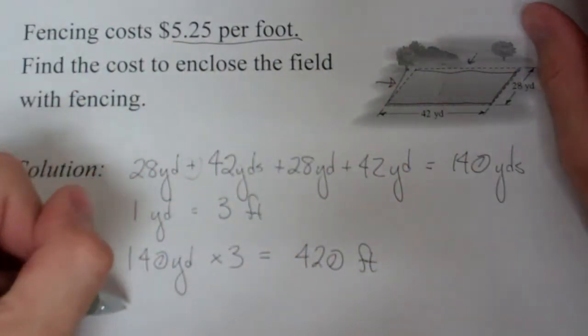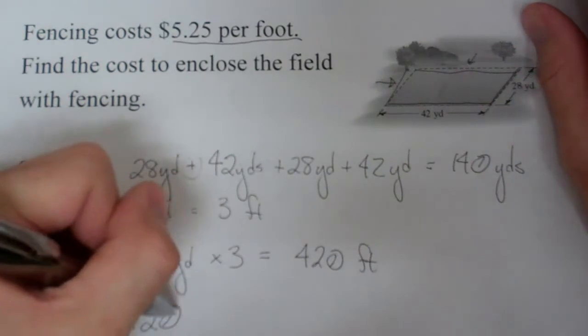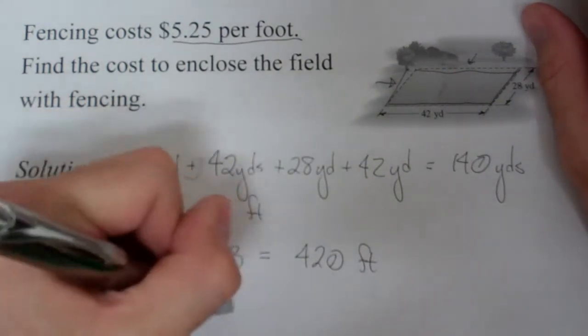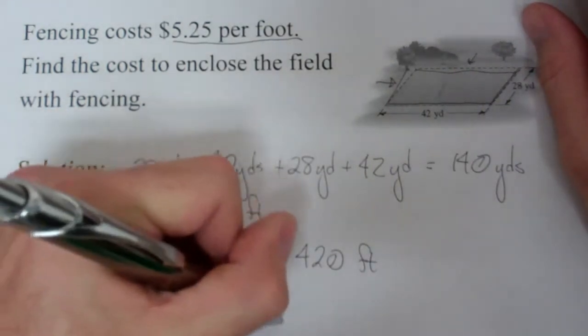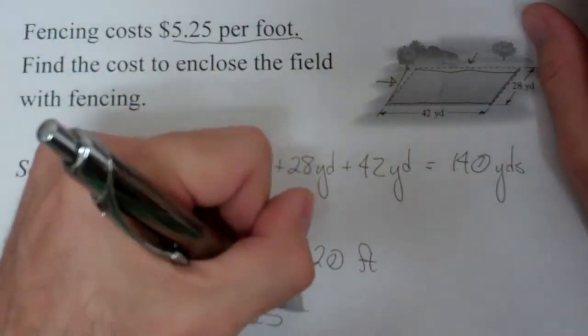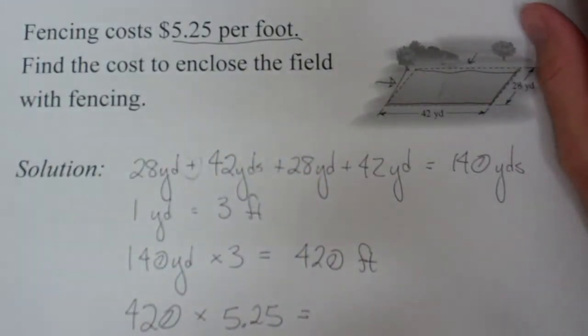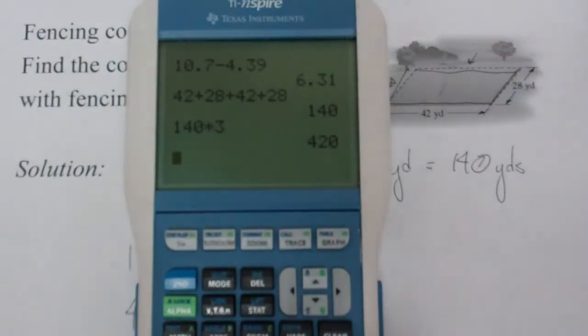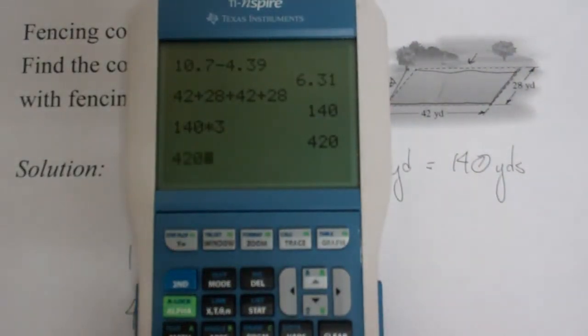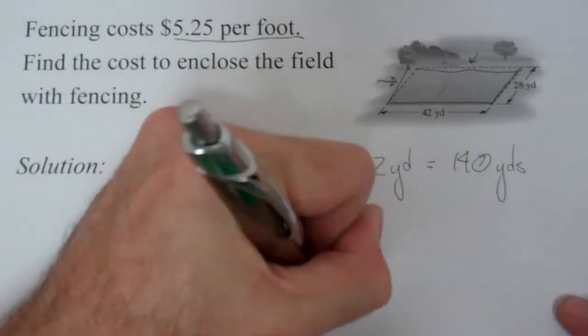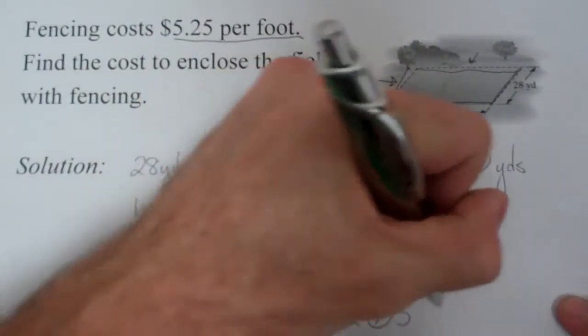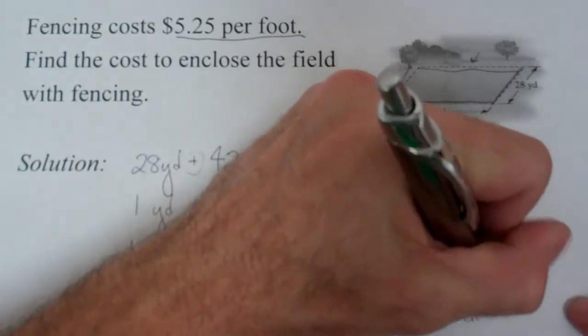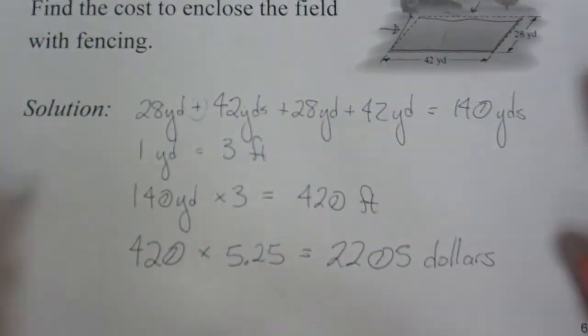Well, if you have 420 feet, and you're going to spend $5.25 per foot, then you need to multiply those together. And so I'm going to take 420 times 5.25 and get $2,205. So $2,205 is the cost there.